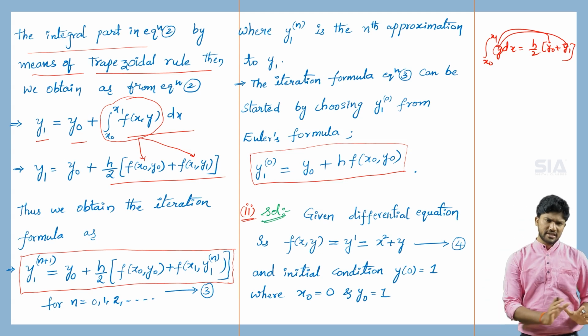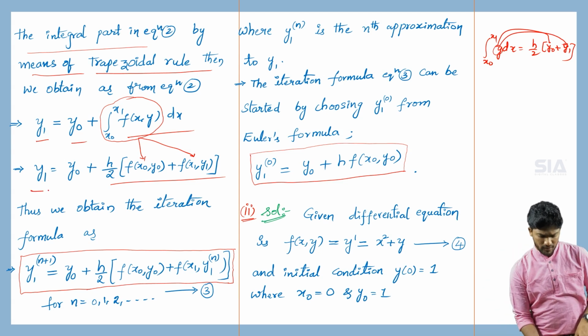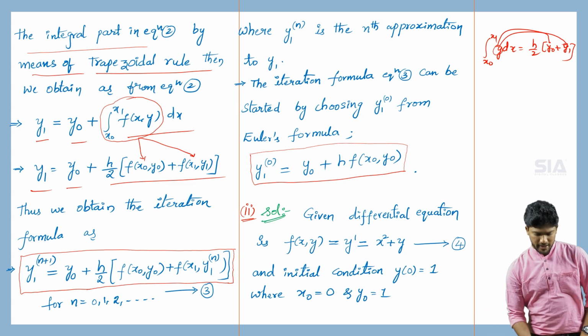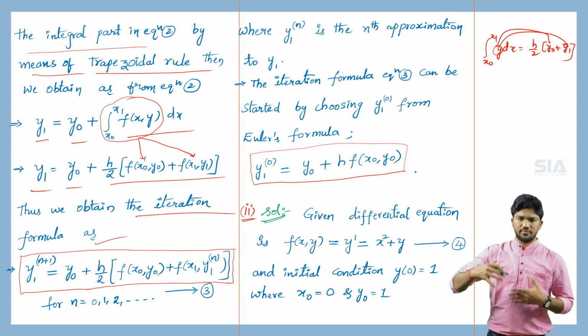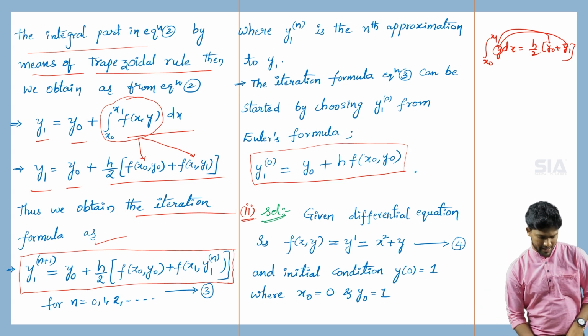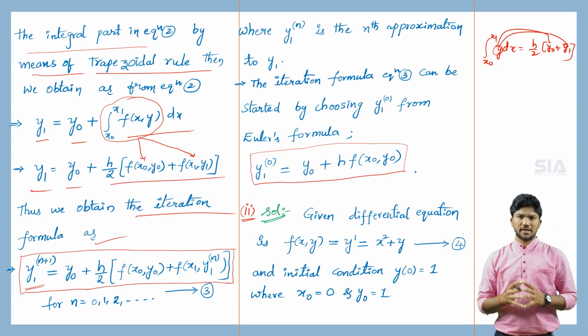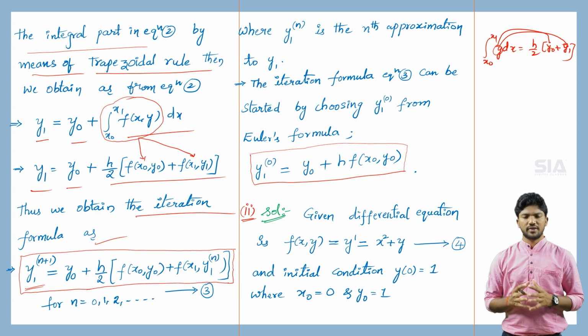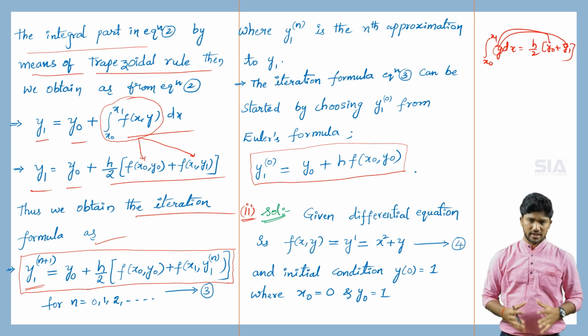Okay, the rest of that thing is same. And y1 is equal to y0 plus h by 2 into that value. Thus, if you proceed in this format, we obtain the iteration formula as, y suffix 1 of n plus 1 is equal to y0 plus h by 2 f of x0, y0 plus f of x1, y1 power nth approximation.